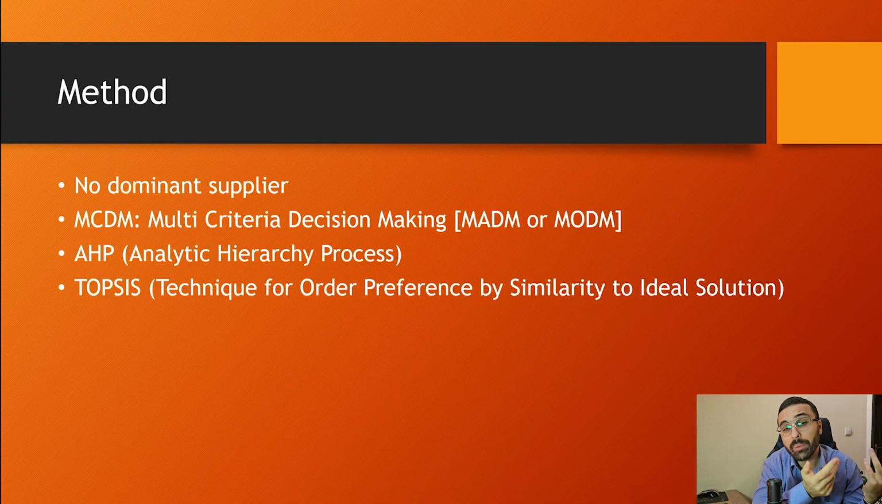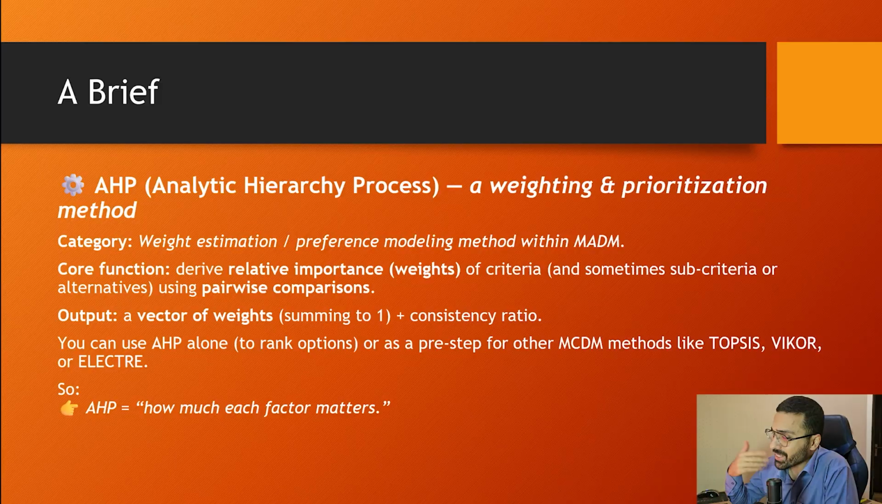Now, what is our methodology here? First, we're going to use AHP to assign weights to each of the criteria that you saw earlier. Next, we are going to use TOPSIS to order these suppliers based on how desirable they are, or how avoidable they should be, so that we should not do any business with them. The output of AHP is a vector of weights, which we are going to use next in TOPSIS. I'm going to show you what TOPSIS is in a minute. So in short, AHP is about how much each factor matters.